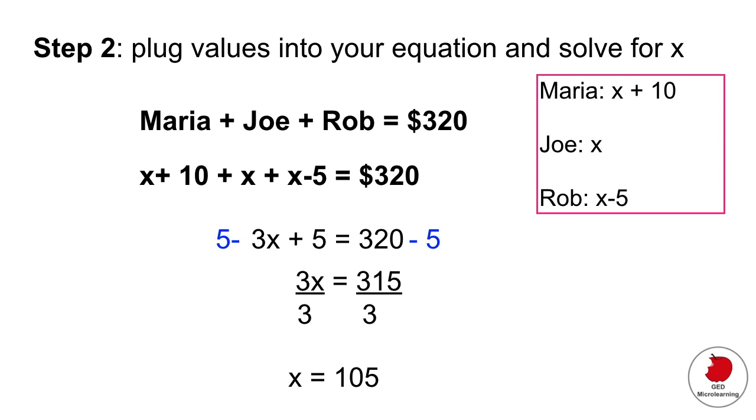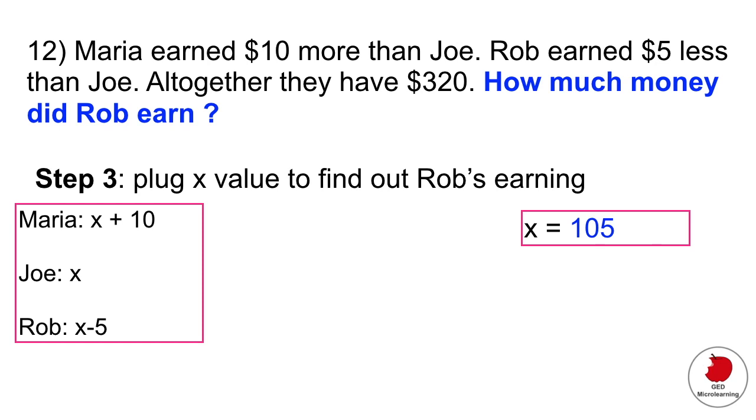Careful, there's another step. The question doesn't ask you what x is. It asks you how much money Rob earned. So what we just found out, x, is actually what Joe earned, okay? And the question asks how much Rob earned. So what you have to do is take that x value and plug it into the equation for Rob, which was x minus 5. Okay, and that tells you that Rob earned $100. Okay, so be careful with that. Sometimes, you can get distracted and miss this last part of the problem and miss out.